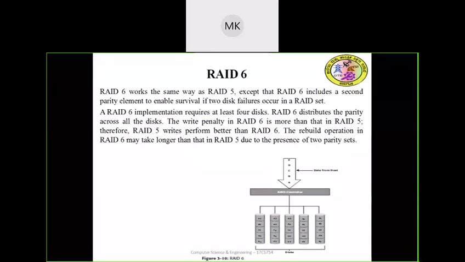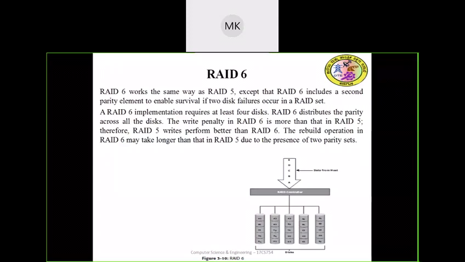Moving to the next topic, that is RAID 6. RAID 6 works the same way as RAID 5, except that RAID 6 includes a second parity element to enable survival if two disk failures occur in the RAID set. The RAID 6 implementation requires at least 4 disks. RAID 6 distributes the parity across all the disks.